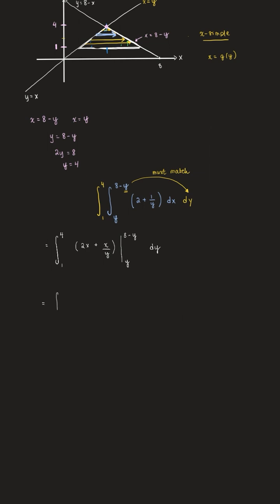And so that's going to give us the integral from 1 to 4. We've got 2 times 8 minus y, which is 16 minus 2y, and then plus (8 minus y) over y, right? Because these are in terms of x, where x equals y and x equals 8 minus y. And then minus what we get when we put in y. So this will be minus 2y minus 1. And all of this is with respect to y.